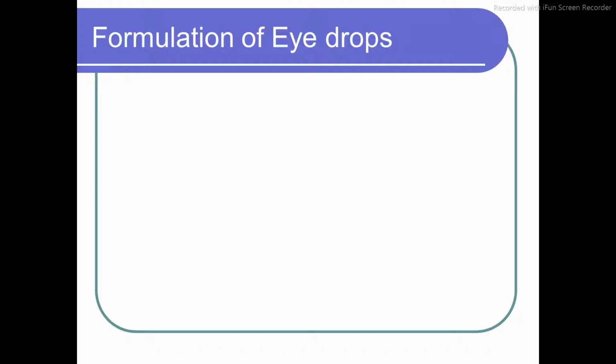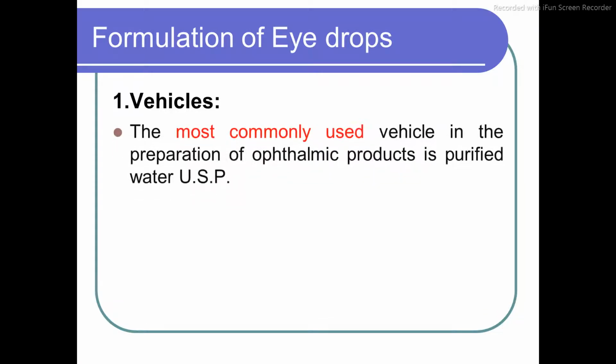Formulation of eye drop. How can we prepare the eye drop? First you require the vehicle. So whatever you want to prepare, if you want to prepare a tablet, you will require some diluent. If you want to prepare some solution, you will require the vehicle. If you want to prepare parenteral, you require the vehicle. So vehicle is the primary requirement if you want to prepare your eye drop. So the most commonly used vehicle is your water, USP.